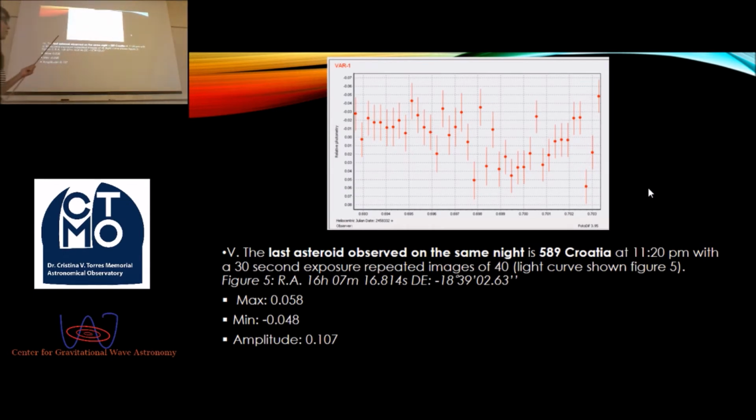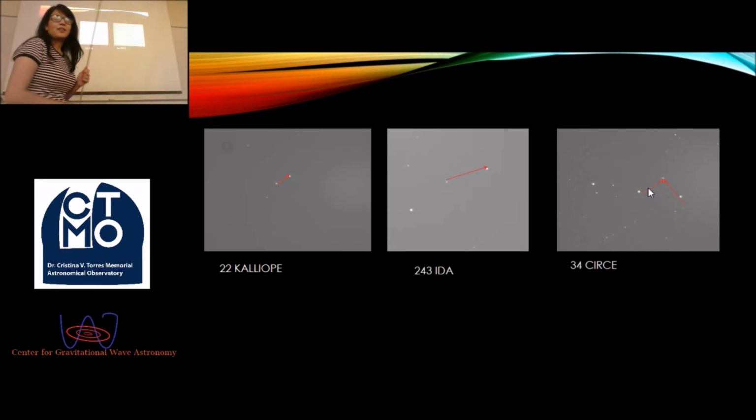And then the last asteroid was 289 Croatia, which was around 11:20 p.m. That was the last day of my observation that ended. The max was 0.058, and the minimum was negative 0.048. Sorry, but that's a really good curve, as you guys can see. And these are the asteroids that move. As you can see right here, you guys can identify that the arrow right here shows that it moved in that direction, as well as the other ones.